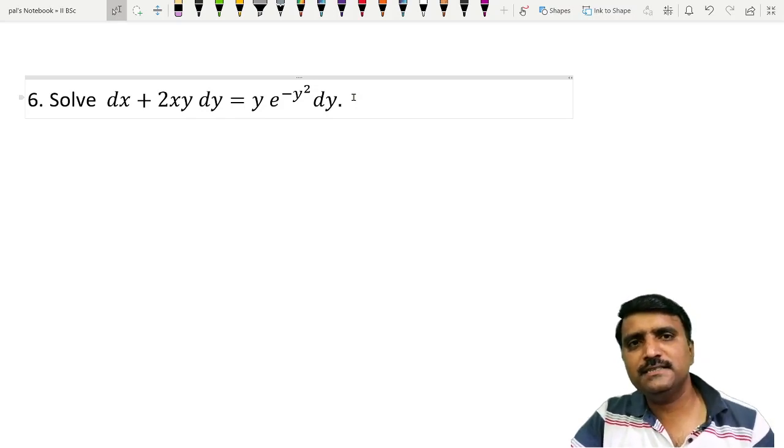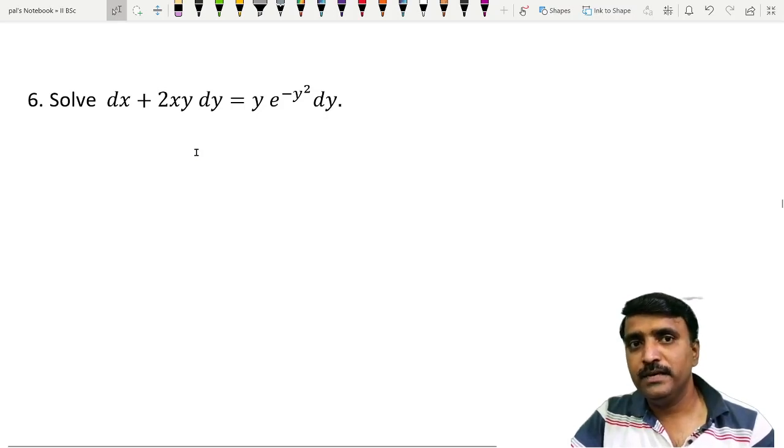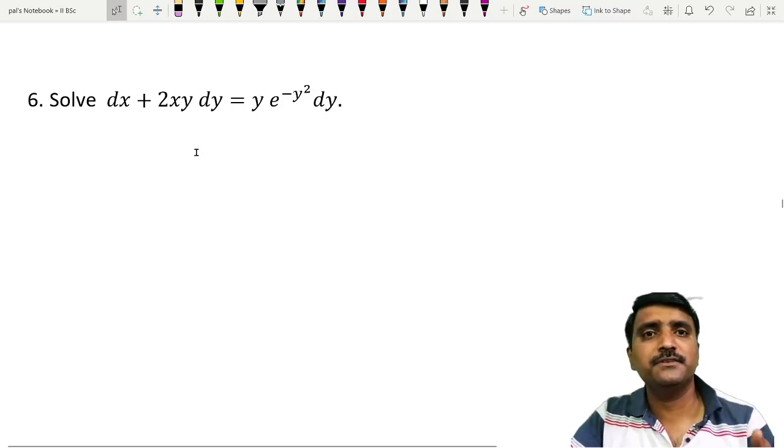So you see this is the differential equation, dx plus 2xy into dy is equal to y into e to the power of minus y square into dy. There is not just one y, there is e to the power of minus y square. But there is only one x here. So it consists of only one x. That means this may be linear in x. Just try to write that equation in linear in x form. If not, it does not belong to the linear category.